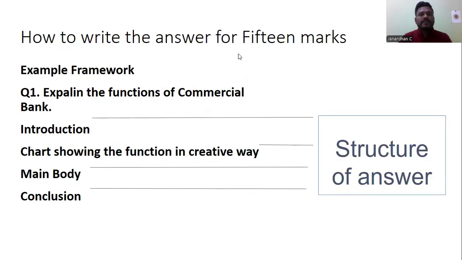How to write the answer for 15 marks? Let's have an example now. Explain the functions of a commercial bank. So this is an example for you people of what you can do.